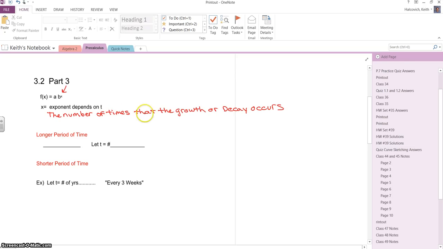So remember, depending upon what the growth or decay occurs in, if it occurs in days or weeks, the growth or decay rate. If it's a shorter period of time than the t, you're going to multiply. If it's a longer period of time, then you're going to divide.